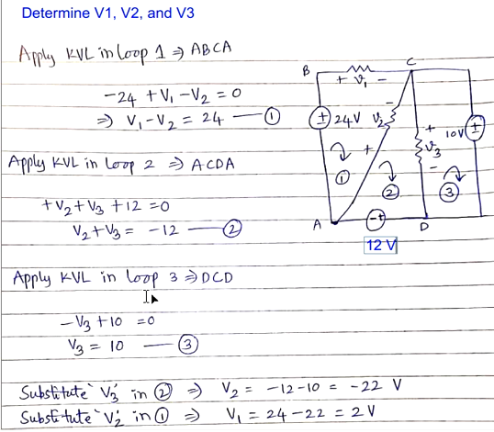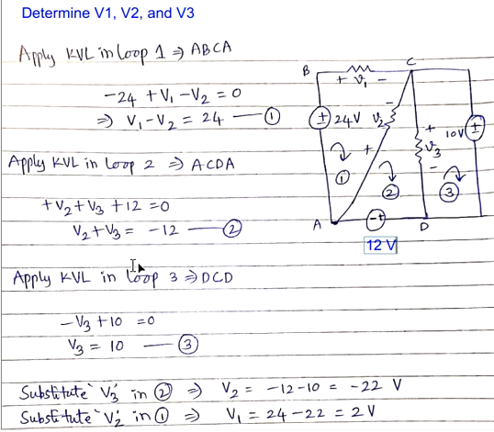Right. Then we have another loop. If you write the KVL equation for that loop, that is D, C, D, which has only two components. If I travel in the clockwise direction, I'm seeing minus first, so it is minus V3, then plus 10 volts, plus 10 is equal to 0. So you will get V3 is equal to 10 volts, or 10 without units.